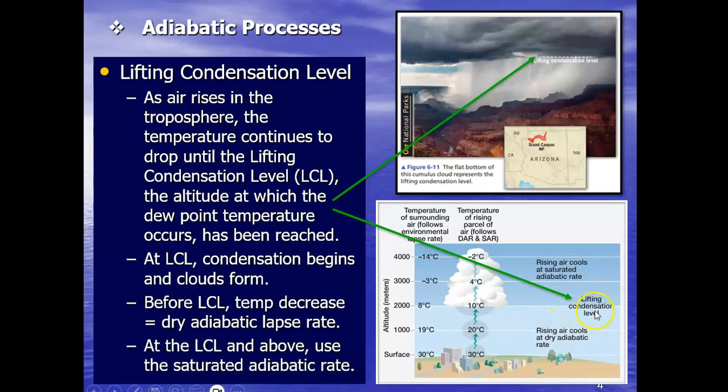However, once you get to the lifting condensation level, you're going to switch to the saturated rate. It may vary, but most likely it'll be just about 6 degrees Celsius per 1,000 meters. So now we've gone from 10 degrees Celsius, minus 6 degrees Celsius, to 4 degrees Celsius at 3,000 meters. We subtract 6 degrees Celsius again till we're at negative 2 degrees Celsius at the 4,000 meter elevation.